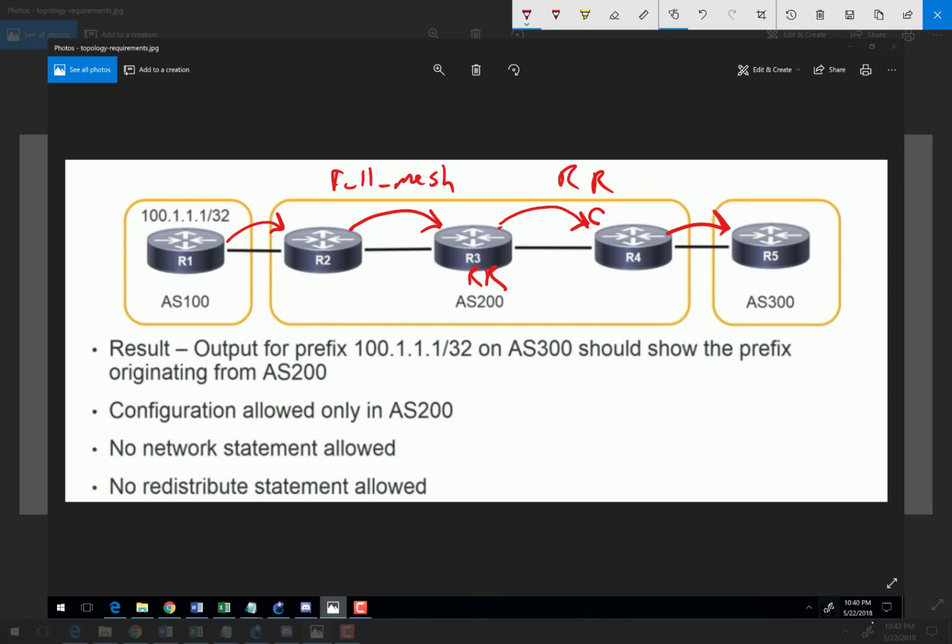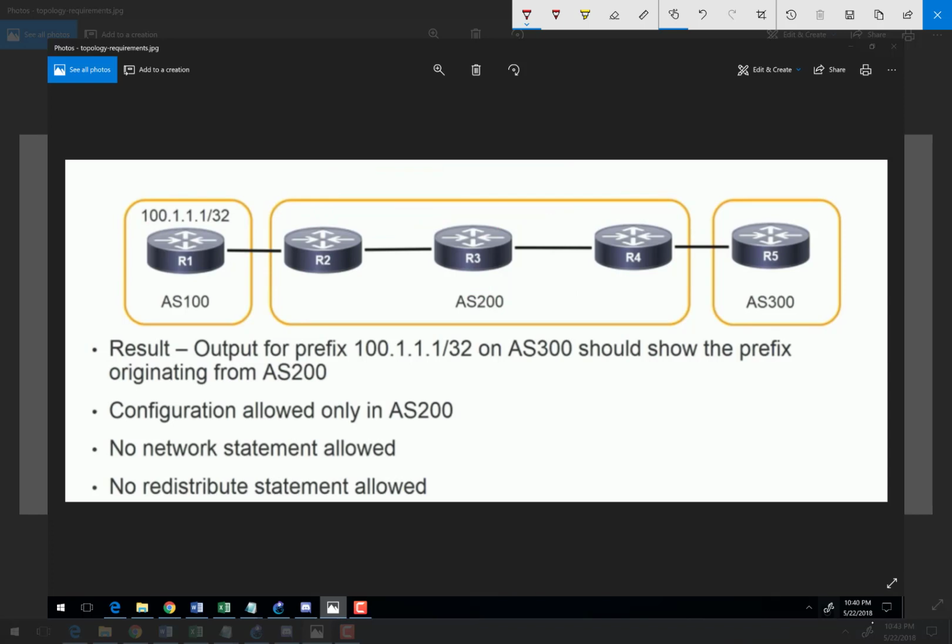One of the other problems we're going to have is that the next hop value for this prefix is going to be whatever IP address we assign to this interface on router 1. So router 3 is not necessarily going to know how to get to this next hop, which means we probably need to run an IGP. Could be OSPF, could be EIGRP, could be RIP, could be static routes.